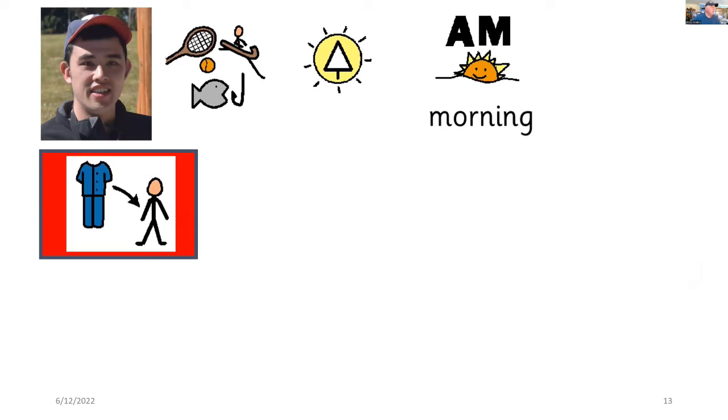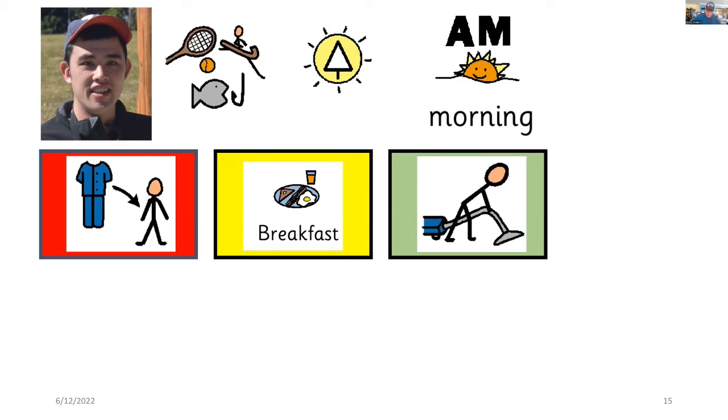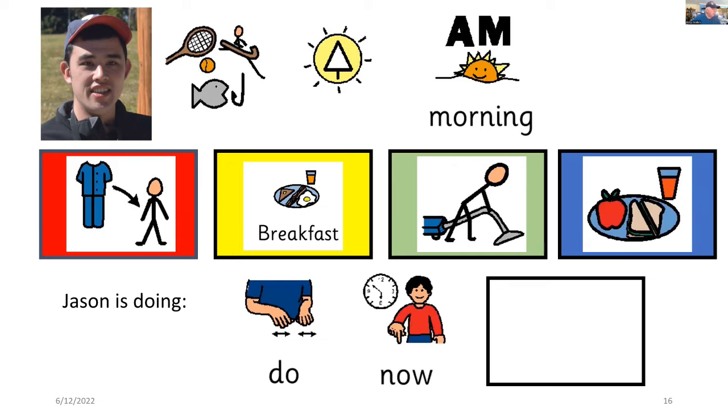And here's an example of a very simple schedule for my son, Jason, who in the morning is going to put on his clothes. So he's got 3 tasks to do, and they're all in sequence. Put on the clothes, have breakfast, and do some work. And to remind him what the current task is, we put that into a box that says Jason is doing this now. So that's the morning.